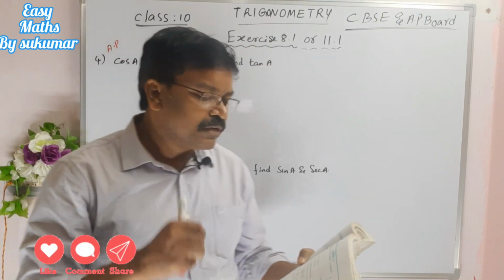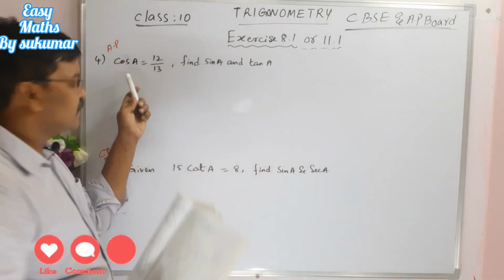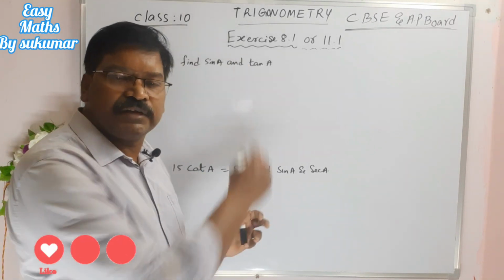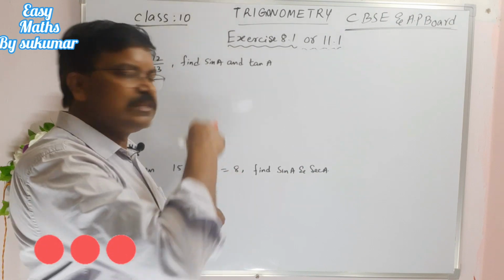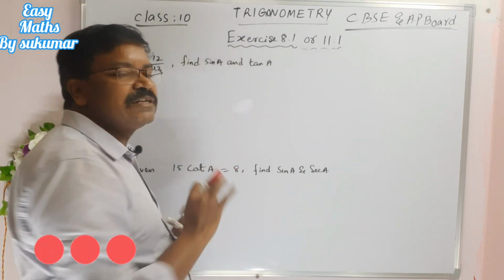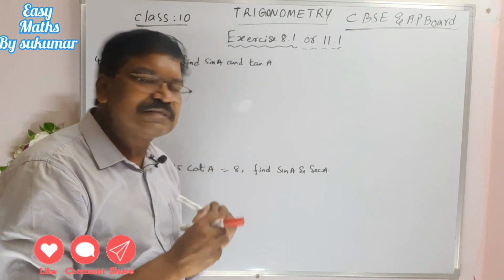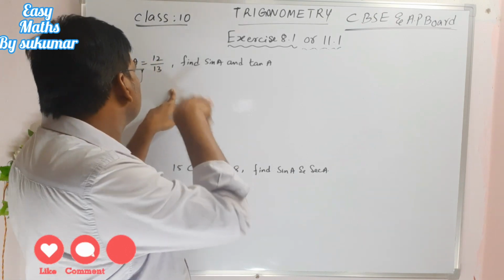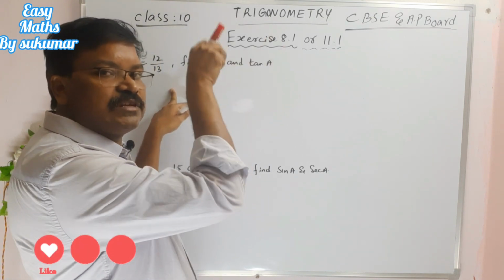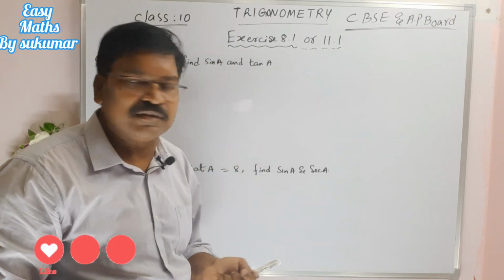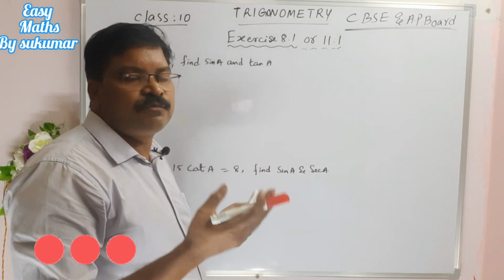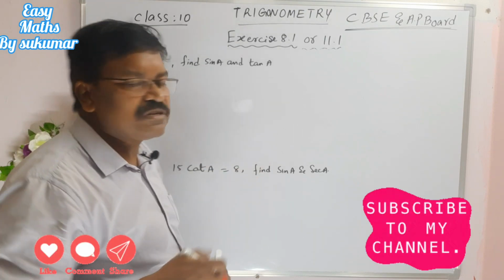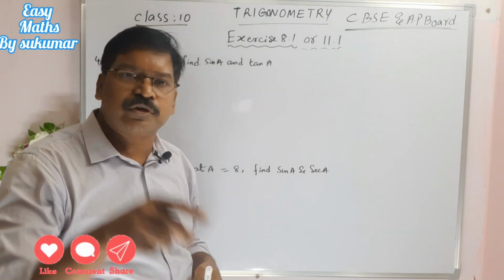What is the third sum? Sin A is equal to 3 by 4. Find cos A and tan A. Here cos A is 12 by 13. Find sin A and tan A. You can do it. Take the right angle triangle and label where it is 12 and where it is 13. 12 means that is adjacent side by hypotenuse. Then you will find the opposite side of angle A. Then if you know the lengths of all three sides, opposite, adjacent and hypotenuse, you can find sin A and tan A. Right, it's very simple. You can do it, my dear students.